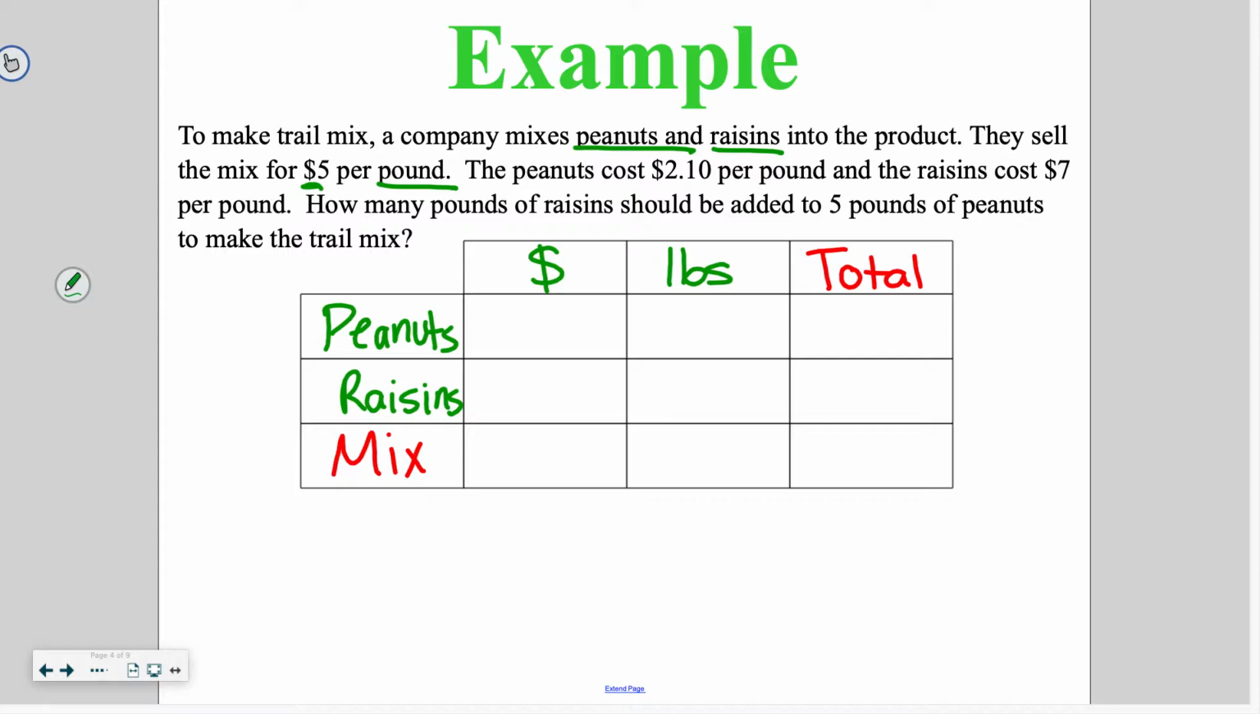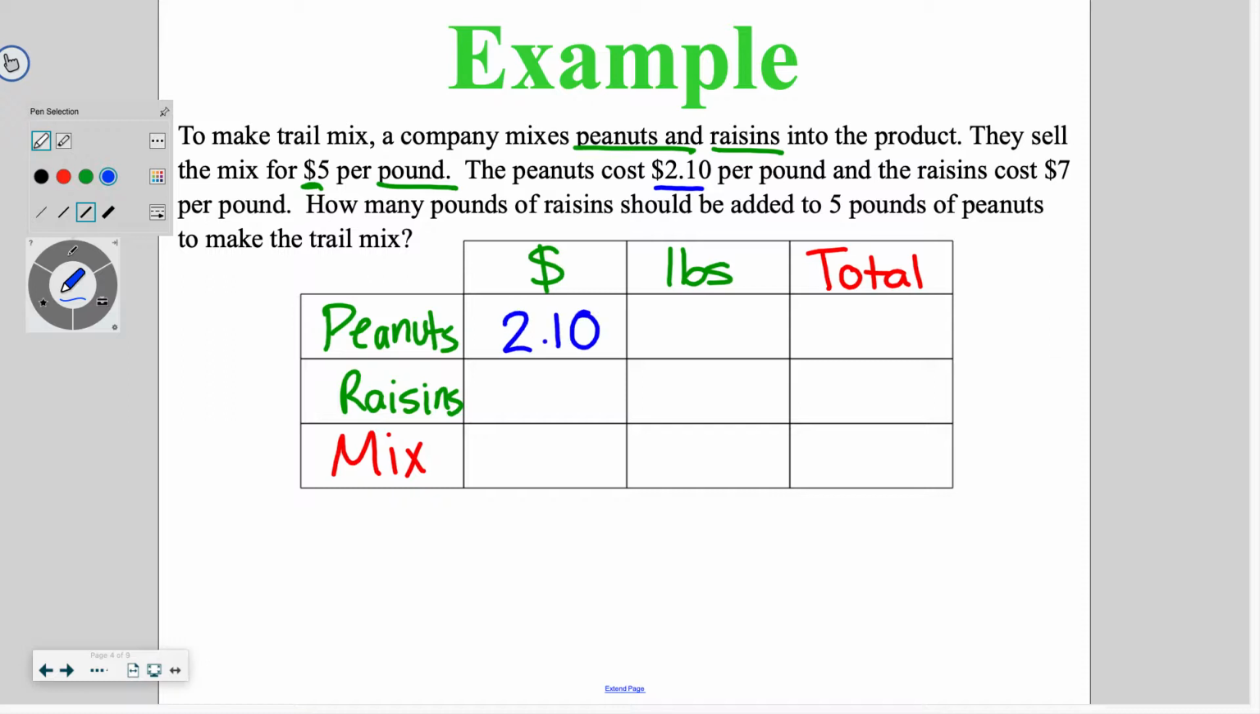So now we need to fill in what we know. In this box, it would be how much peanuts cost, which the problem tells us is $2.10. This box would be how much raisins cost, which is $7, and this box would be how much the mix costs, which is $5. The next part is for pounds, what information we know about how much of the particular items we have. It asks how many pounds of raisins should be added, so that's what we're wondering, that's where our x is going to go, to 5 pounds of peanuts in order to make the trail mix.